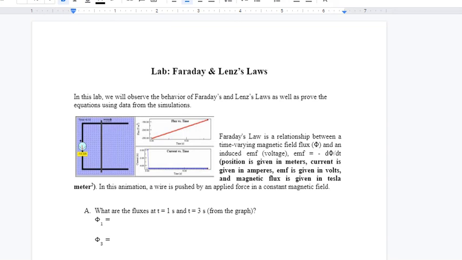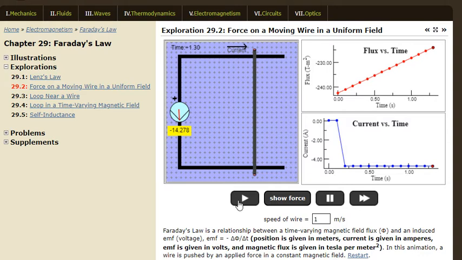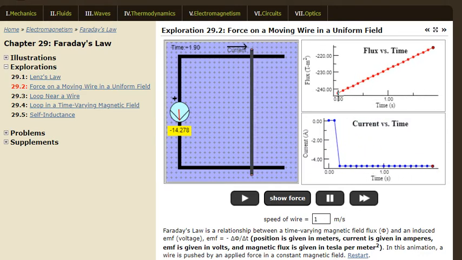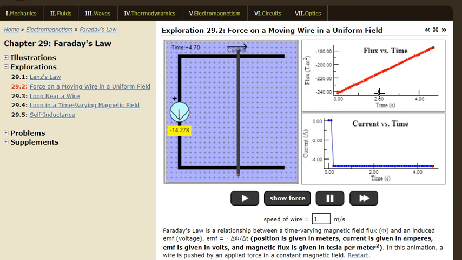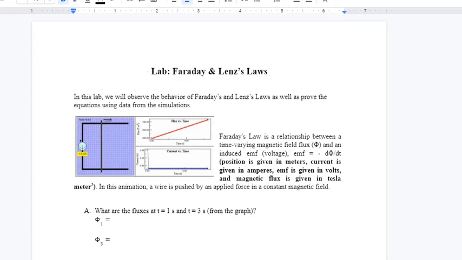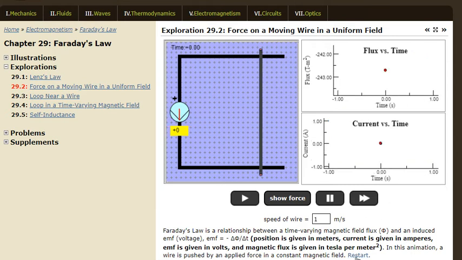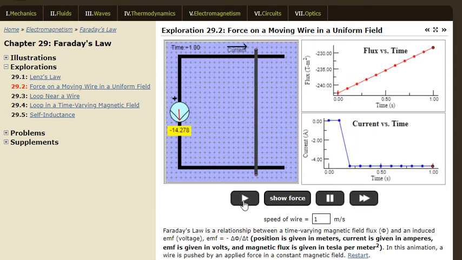For Faraday's Law Lab, we're going to use the Fizzlet here to take a look at the flux versus time and what's happening. For the first part, what are the fluxes at time 1 and 3 seconds? When we let this run, you can tell that you've got this flux versus time, and then you can pause it and find what it is at that 1 second. It's 1 second and 3 seconds, not 2 seconds. You can always restart it and it'll do the same thing over.